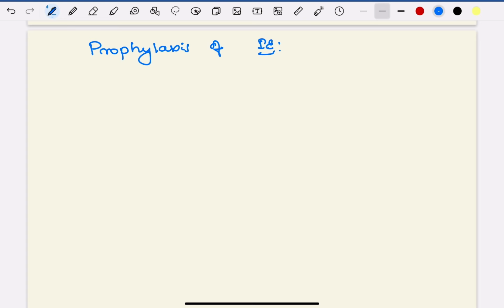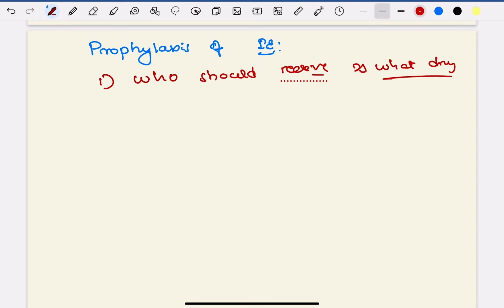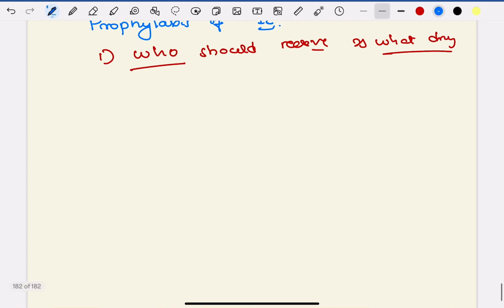I will be teaching you an easier way of understanding the prophylaxis of infective endocarditis. We will discuss this in a question answer format. The first question is, who should receive the prophylaxis? The second question is, what drug to be used? These two questions have to be answered in the prophylaxis of infective endocarditis. So the first question is, who should receive?